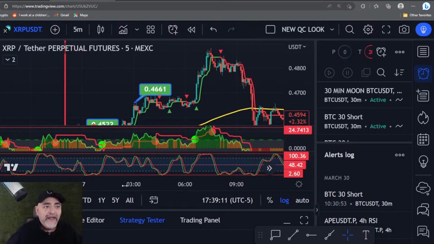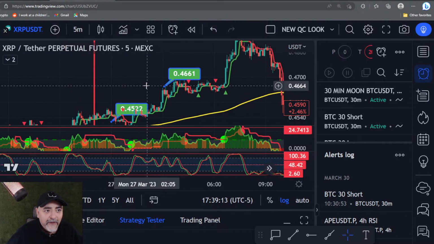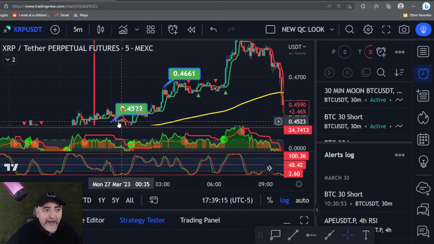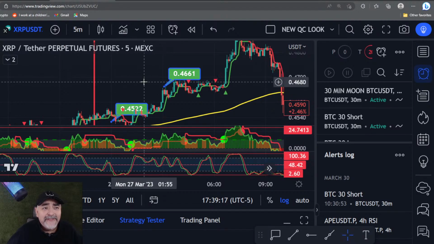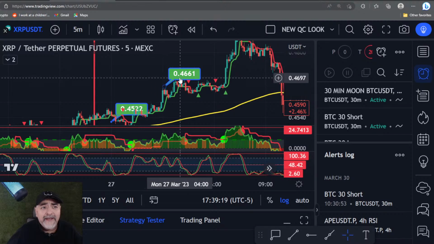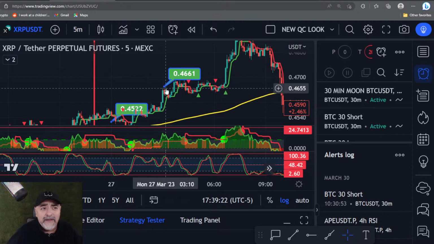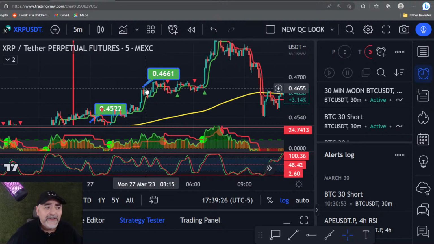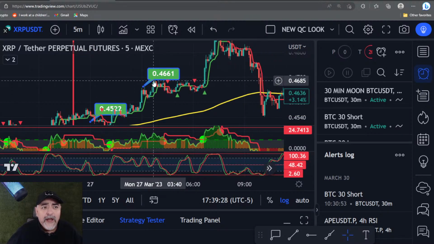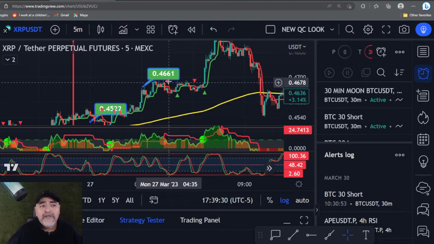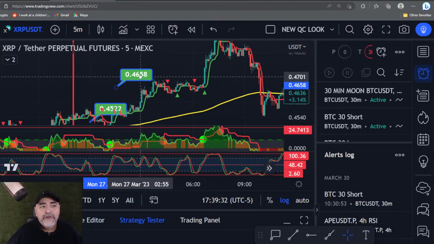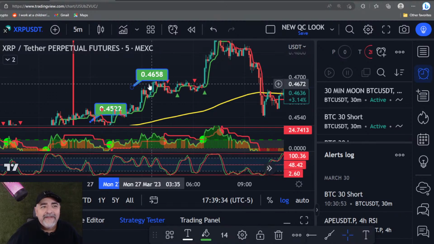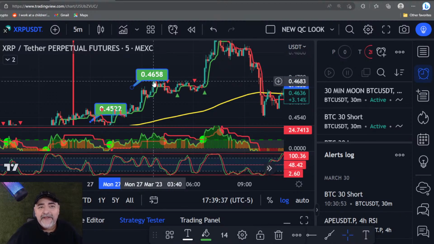So simple, right? Example right here on XRP. Okay, boom. Trade, entry. Let's say you're terrible, and you got in here at 46.61, the very first trade that you get into. We expect you to lose trades, right? So let's say you get in at 46.58 and you're just terrible.